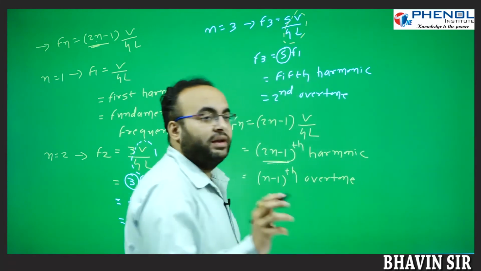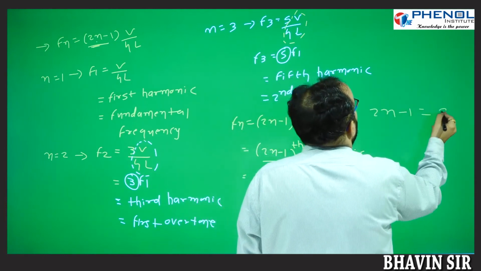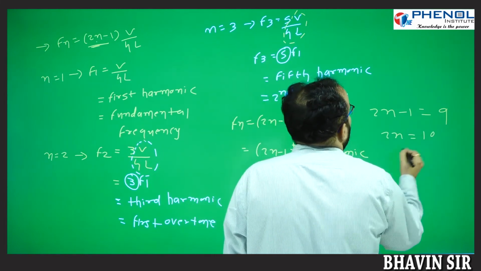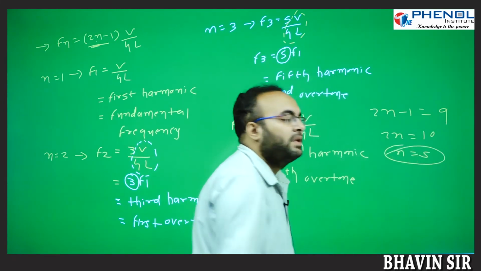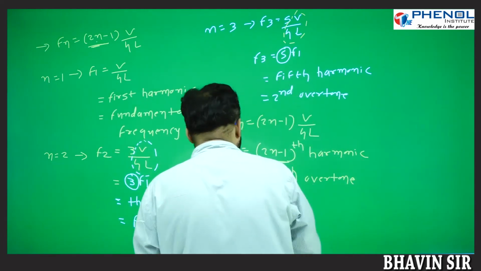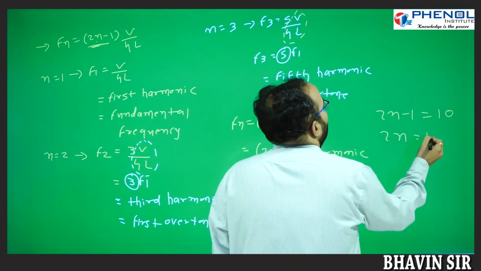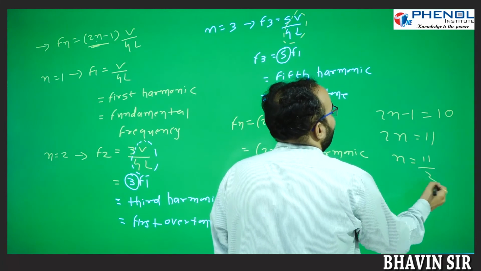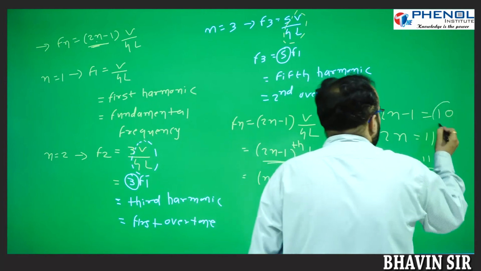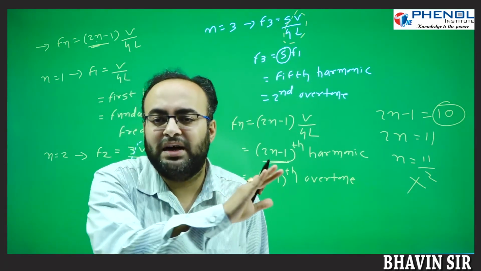Suppose if we want to find the 9th harmonic, then what is n? So 2n minus 1 equal to 9, because 9th harmonic. So 2n equal to 10, so n equal to 5. Suppose you want to find the value of n for the 10th harmonic, so 2n minus 1 equal to 10. So see, n equals 11 by 2. This is not possible, because in case of organ pipe, even harmonics are not present. 10 is even, so it is not present.